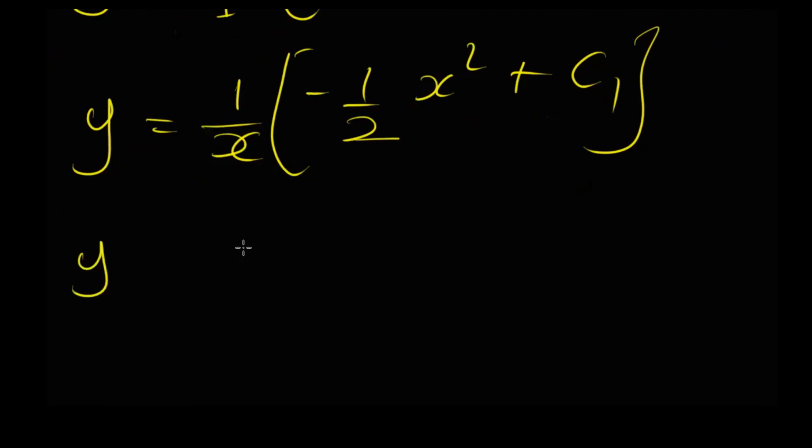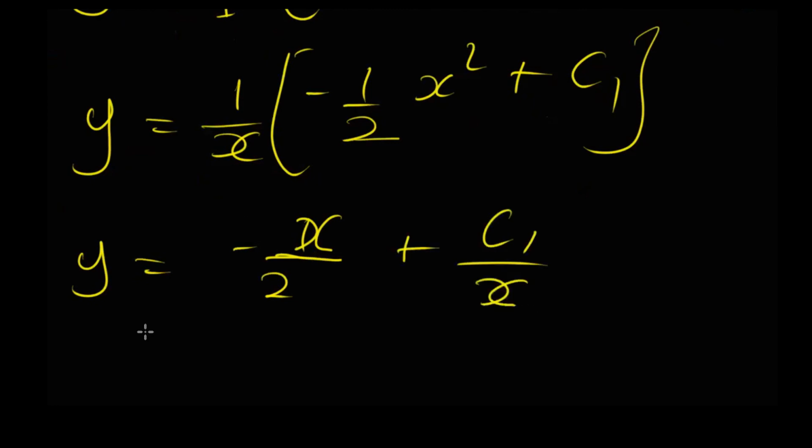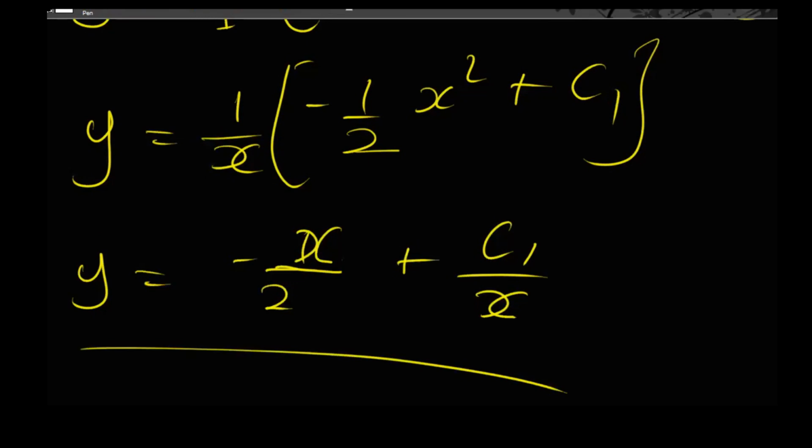So you can have -1 over 2x squared. So x squared and x, they will cancel, right? So that you have only x here divided by 2, and then plus c1 divided by x, right? So this is the answer. Yes. So maybe he may want to put it like this. So I think for that we are done.